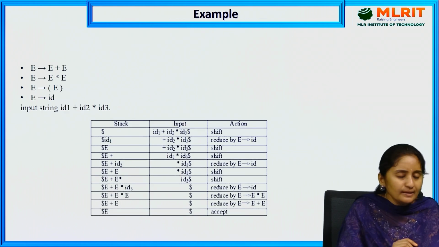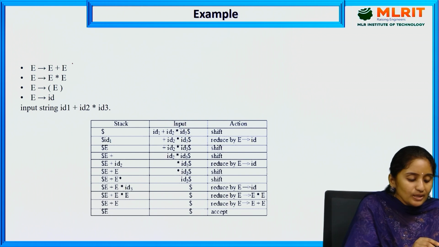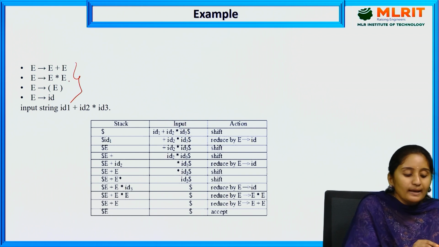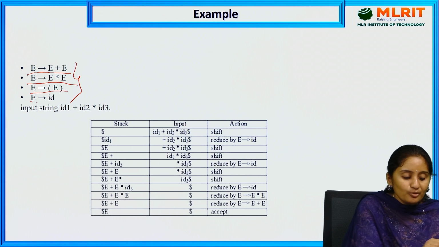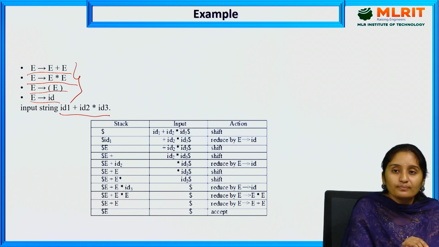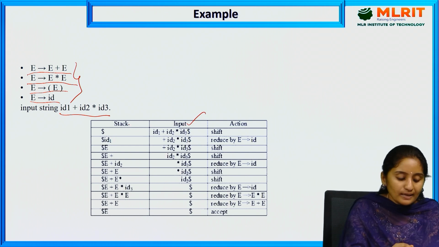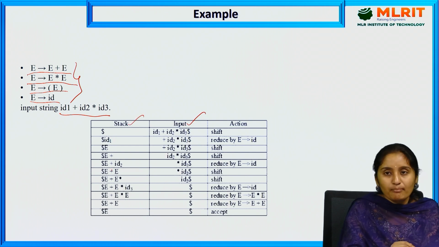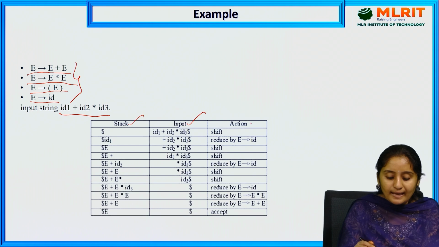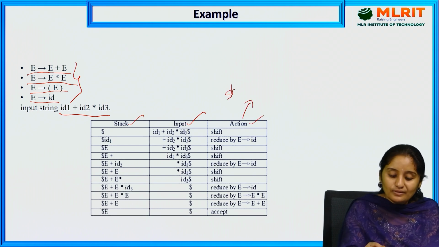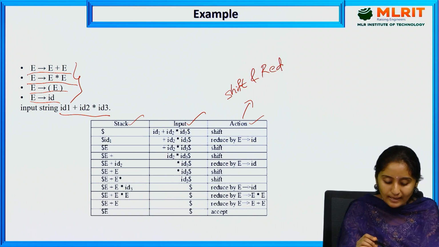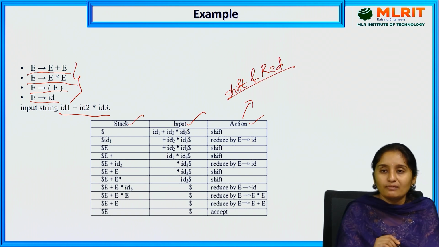Example. We will see this in detail. This is my grammar, consisting of productions, E tends to E plus E. These are the productions I am going to have. This is the input string. Here I am going to take the input string and stack. The stack holds the symbols. And action: there are two types of actions we have discussed, shift and reduce.